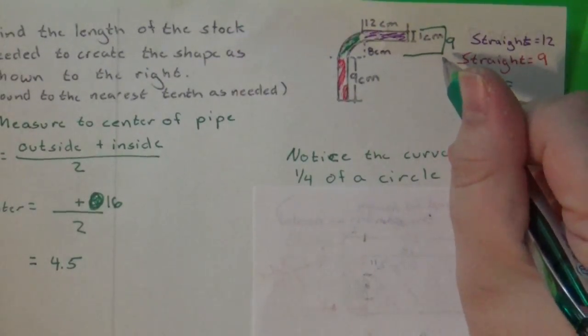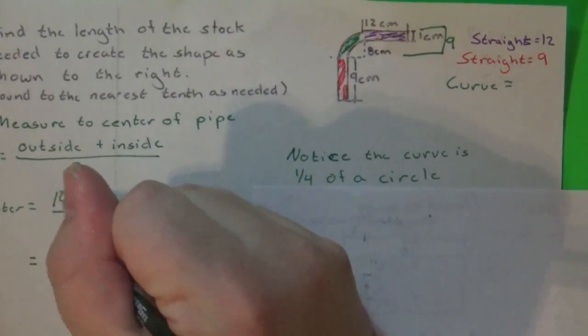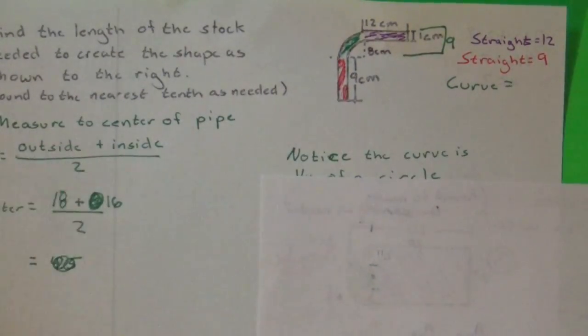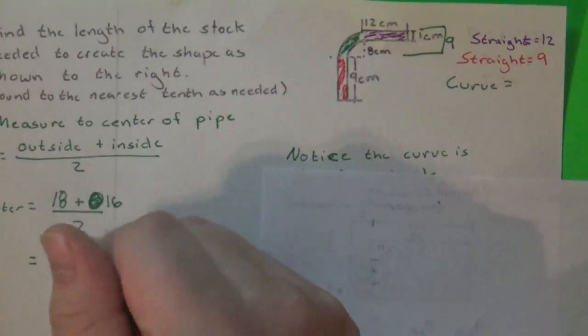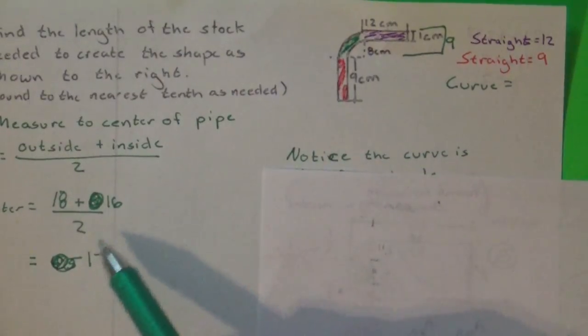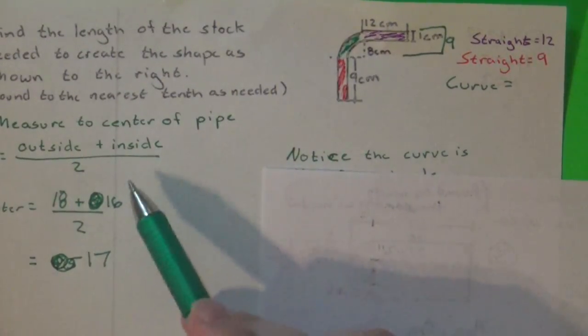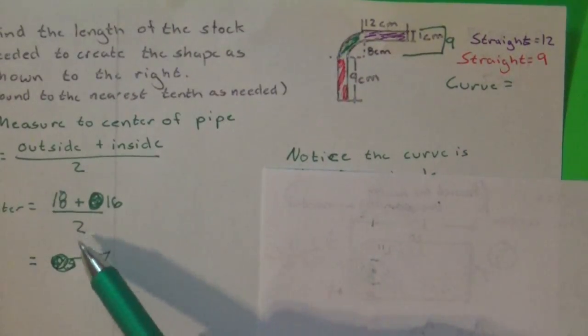Well, that's my radius. If my radius is 9, what's my diameter? It's 18. Well, now what we're going to do is 18 plus 16, divide by 2. And that's going to give me 17. That is my inside diameter that I need. Now, if you notice, I kind of messed up again. I'm glad I caught it. I wanted you to see this. So make sure you're watching your work.